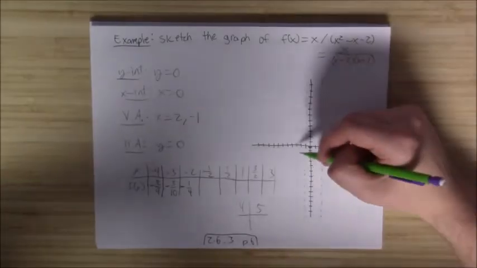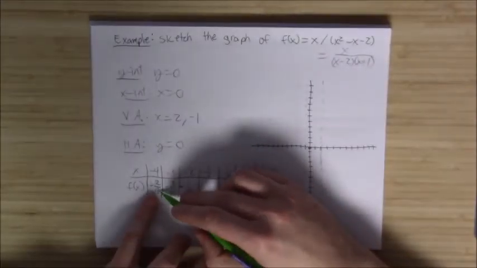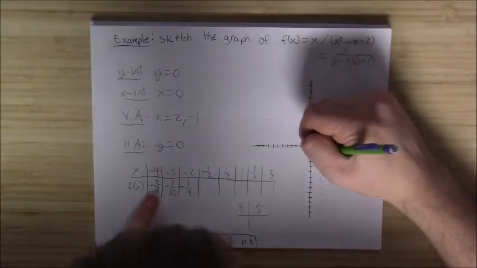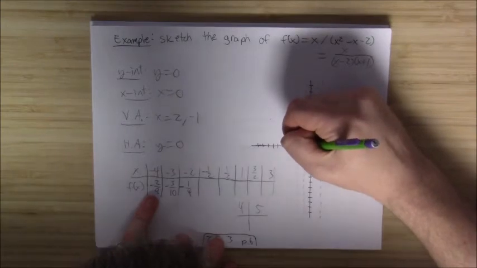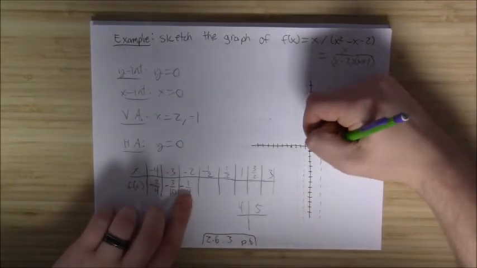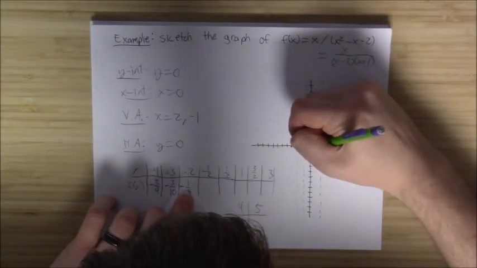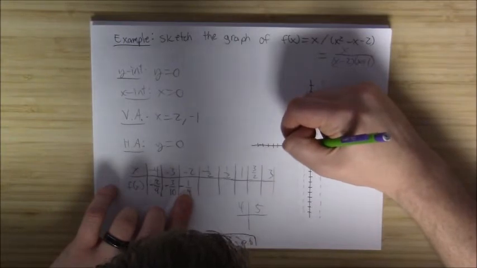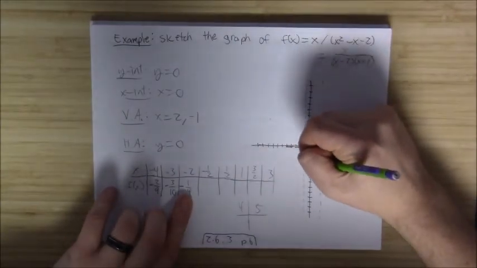So let's go ahead and start plotting some of these points. We have -2/9, which is really small. -3/10 is also quite small. -1/4 is about there. So it looks like, because I know I can't cross the x-axis there, this is what's happening.